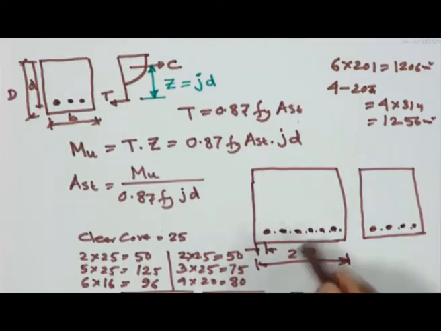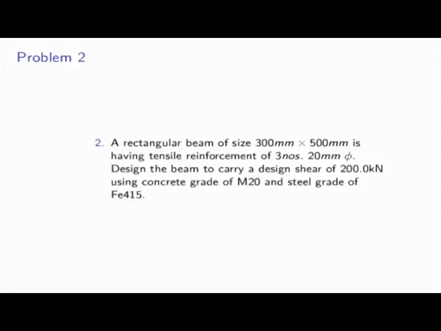Now let us say you give some value, say 275 millimeter. Obviously a certain portion will go out of the wall, and that also does not look good. So these are the different conditions you can consider. Here it is better to go with the increase in the diameter of the bar.